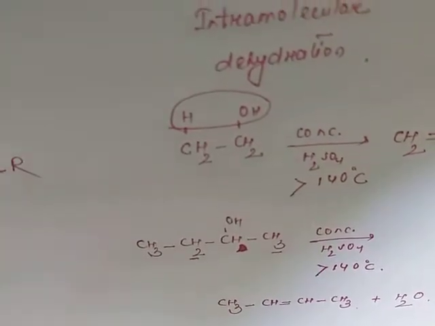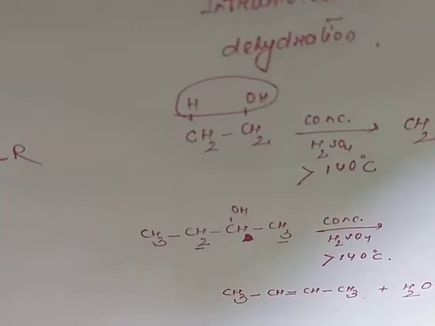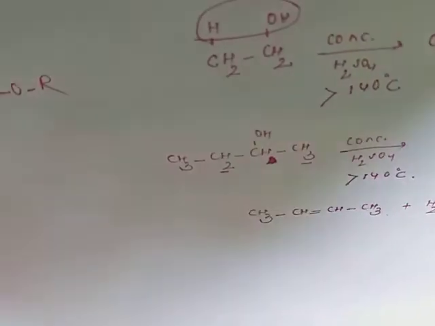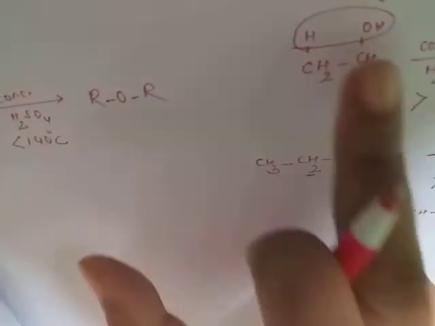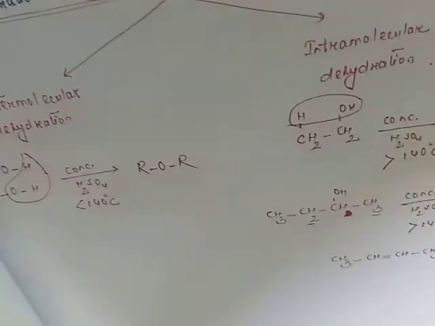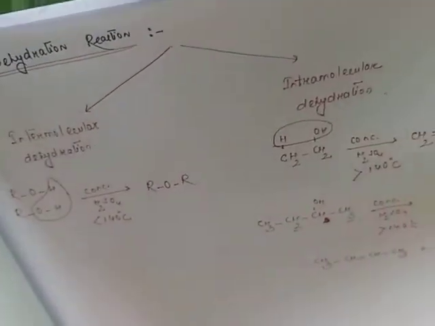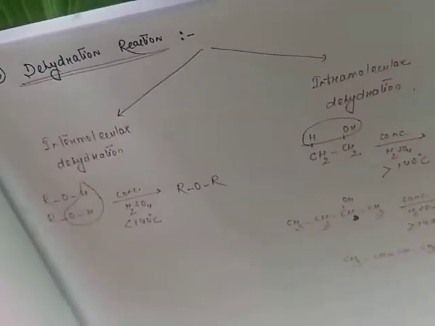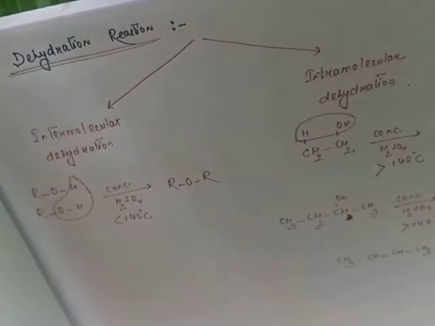Now in both the cases, dehydration occurs, but this dehydration is taking place either in between two molecules or within the single molecule, including the beta hydrogen. Let's come to the last one, and these two reactions have mechanisms also. We will also discuss the mechanisms.